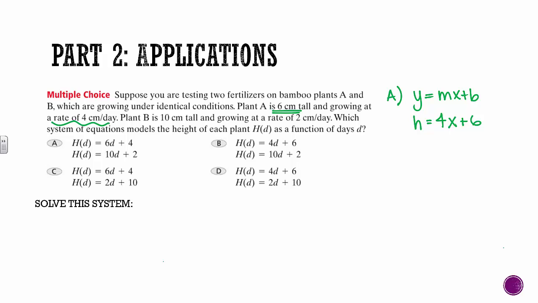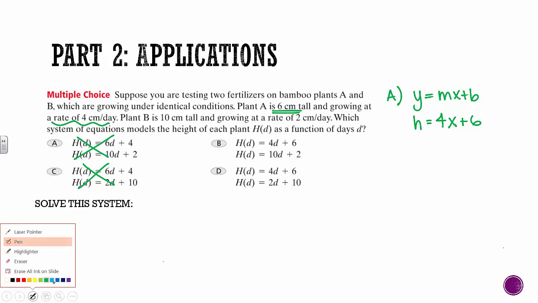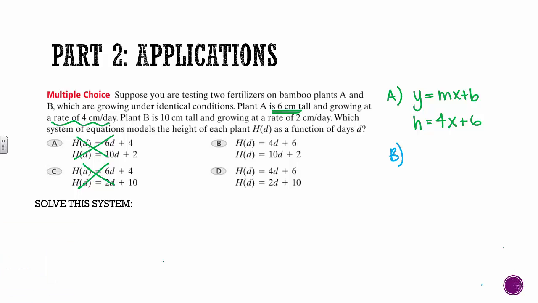So we take a look at all of our options. We can cross this one off. We can cross this one off. So now we're choosing between B and D. So then our second plant, plant B, starts off at 10 centimeters tall. So that's my y-intercept, and it grows 2 centimeters per day. So we can see that D is our system of equations that models this situation.